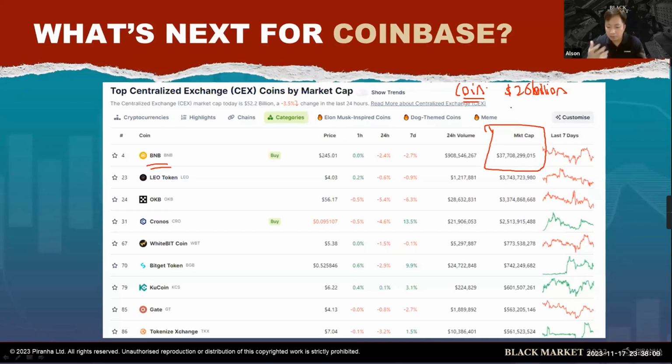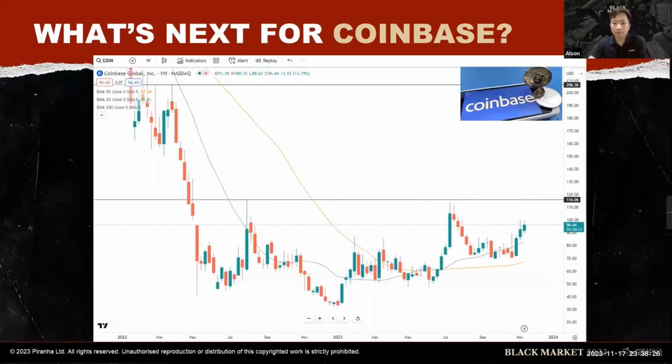So that's my view fundamentally for Coinbase. If you ask me, I think it will eventually be number one. It's not listed here because it's not a crypto. Coinbase is a stock, it's not a crypto. But I reference the market cap, it would exceed and become number one eventually, especially since it's the more regulated crypto exchange.